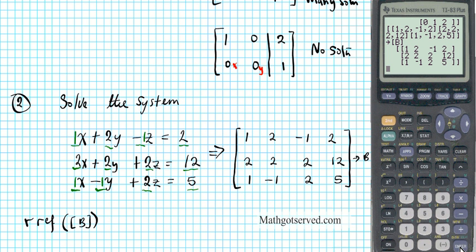Just to make sure that this is actually stored in matrix B, let's call up matrix B. Second function x to the -1. Scroll down to 2, I hit 2, enter. It calls out matrix B. Let's see what the contents are by pressing enter. So we have 1, 2, -1, 2, good. 2, 2, 2, 12, good. 1, -1, 2, 5, excellent.